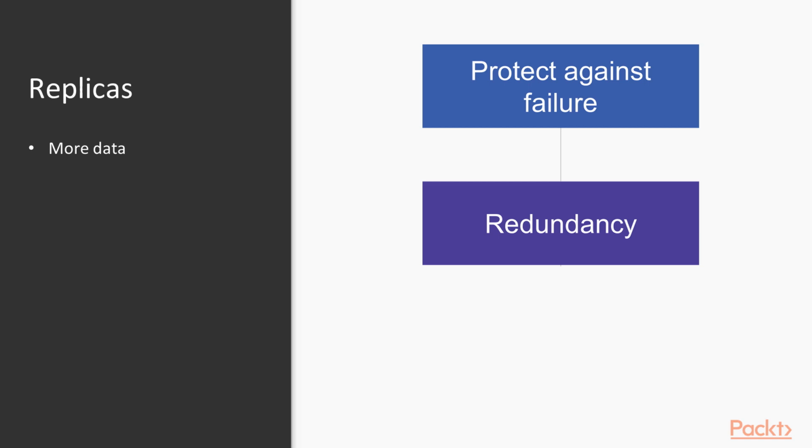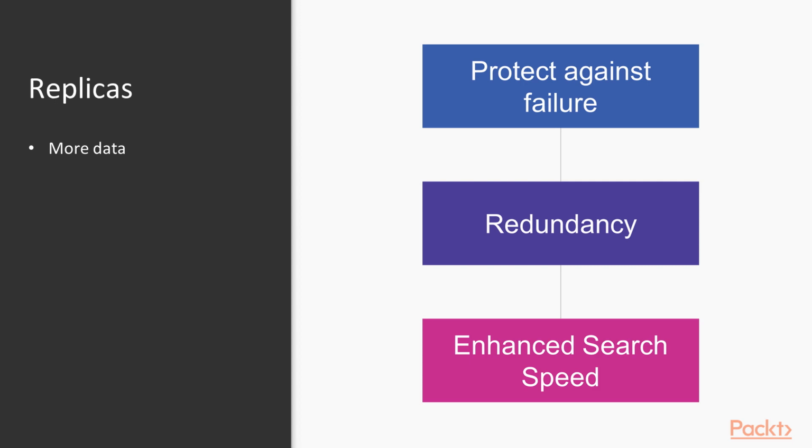So in a real-world production environment, you're going to have multiple nodes in your cluster. And so we've got this redundancy built in for the data. You want to protect your data and make sure that it doesn't get lost from a system failure or hardware failure. Another big benefit now is the enhanced search speed. This is for the primary shards, but you can also search against replicas for increased speed.